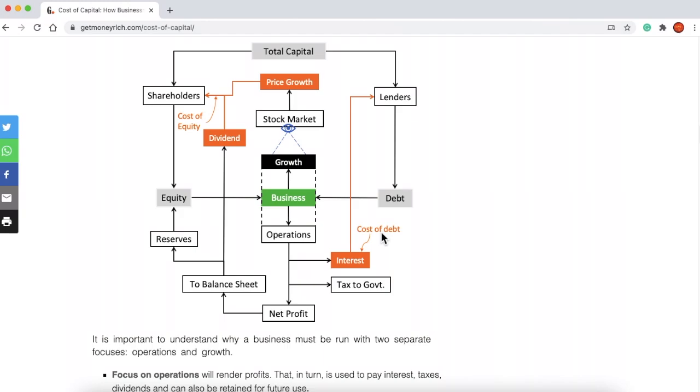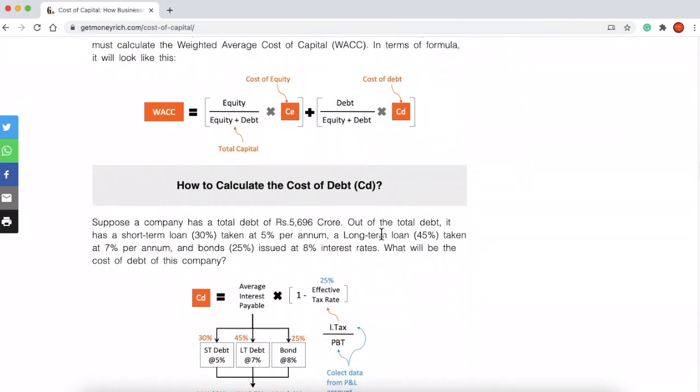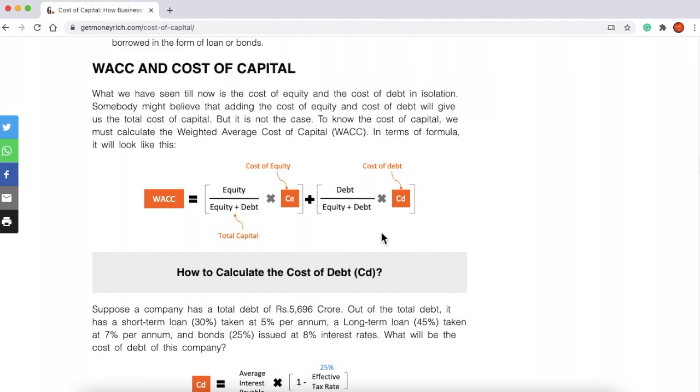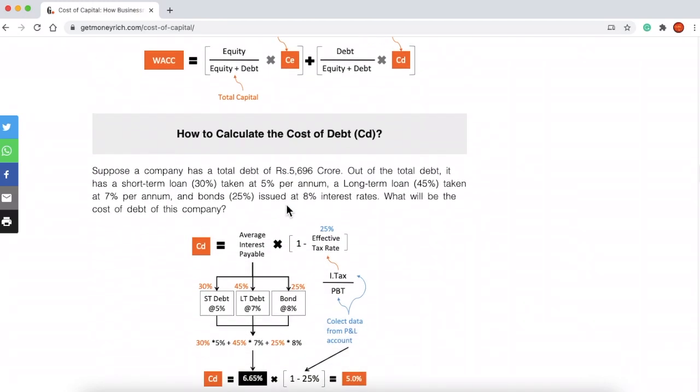So there is a formula to calculate the cost of capital. In financial jargon, we call it weighted average cost of capital, WACC. So what is the formula for WACC? WACC is the equity percentage of the total capital into cost of equity plus the debt percentage of the total capital into cost of debt. So how to calculate cost of debt and cost of equity, that we will see now.